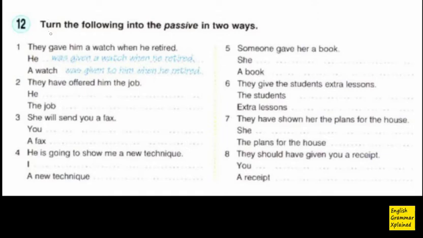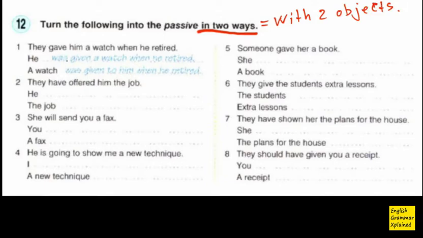This time I will try to do exercise 12 from Round-Up 5. That's all the same, passive voice as usual. Turn the following into the passive in two ways. That's very important. What do they mean by this in two ways? In two ways equals with two objects. So my sentence has to have at least two objects.